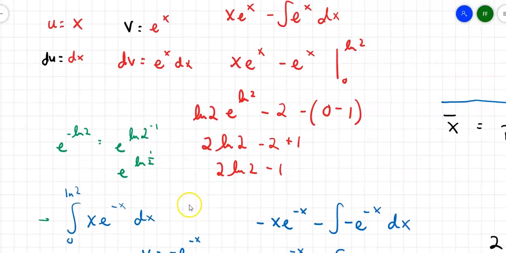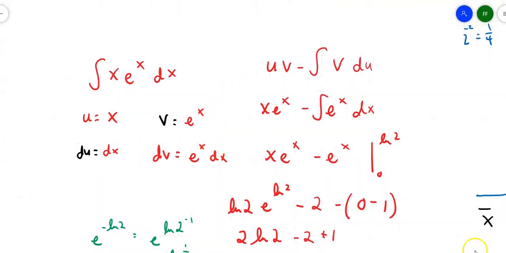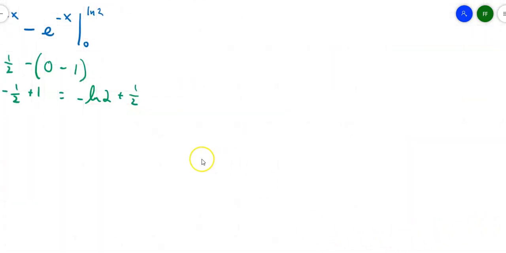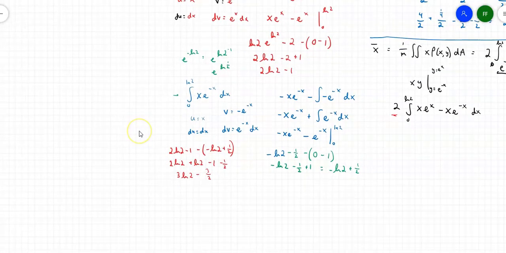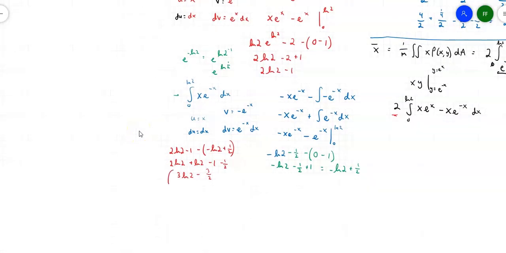Somewhere at the very beginning of this whole problem, there was a constant. I swear there was a constant. And there it is. It's this 2 over here that's got to carry itself down. So when I come all the way back down here, I got to multiply this guy by 2. So I end up with 6 natural log of 2 minus 3.